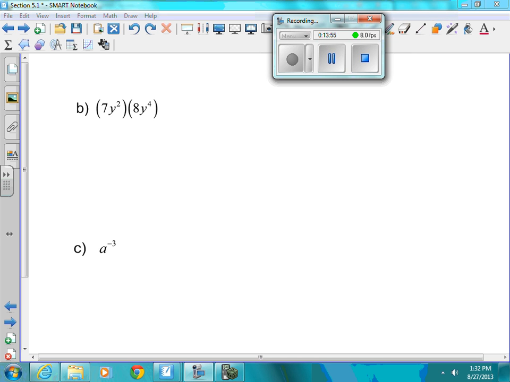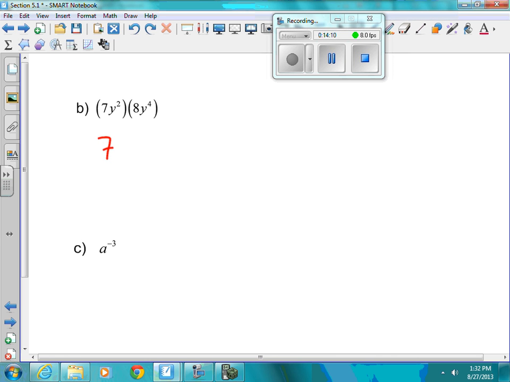Okay, so what does it mean when two things are in parentheses next to each other? It means they're multiplying together. So we're multiplying 7y squared times 8y to the 4th. So we can rearrange some things. If we're multiplying, I can multiply in any order.